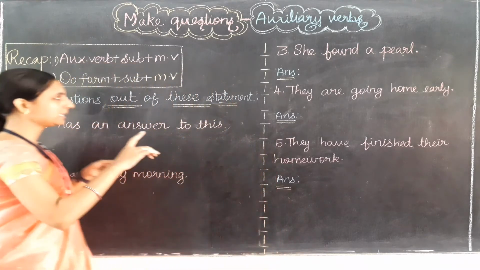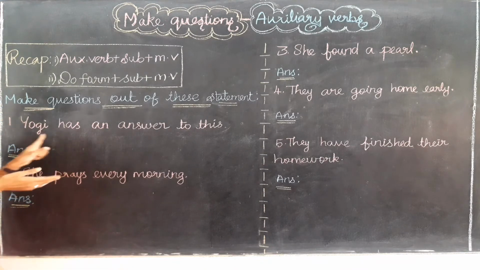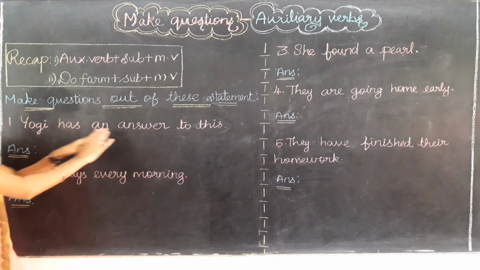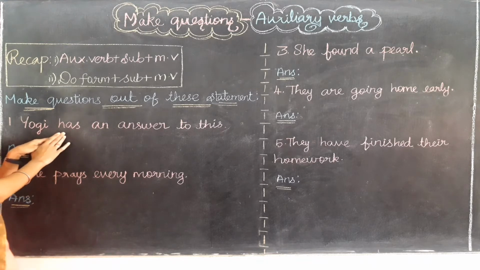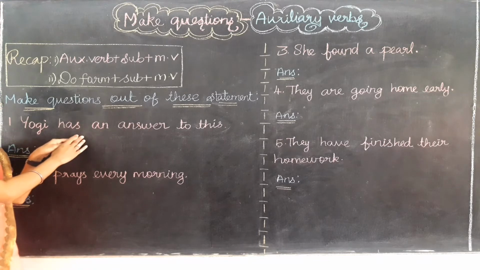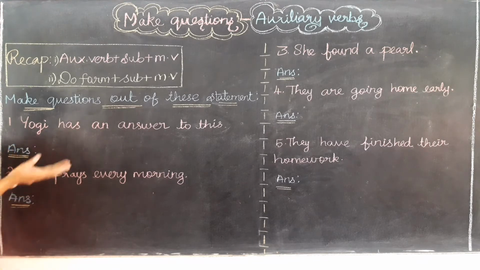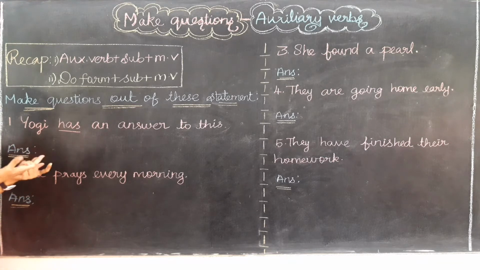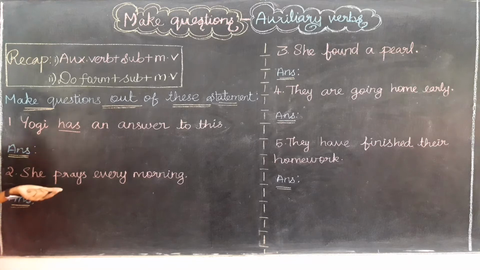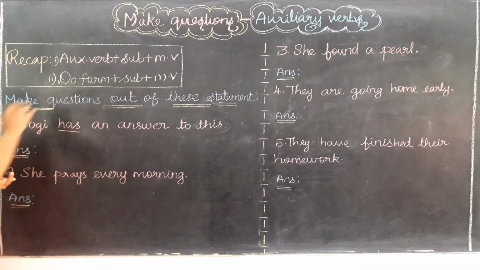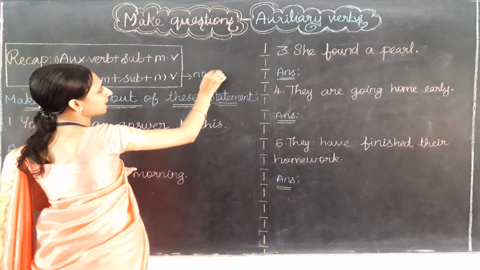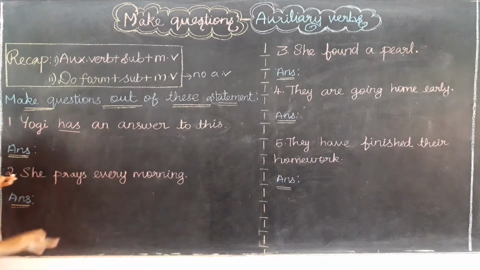So we need to apply the rule first. But before that, we need to check if there is an auxiliary verb in this sentence or not. Yes, there is a verb, has. But here, can you find the main verb? Any other main verb here? No. It means the verb has itself is acting as the main verb. So it is a main verb here, but there is no auxiliary verb. If there is no auxiliary verb, which rule do we need to use? Yes, we need to use the second rule only when there is no auxiliary verb. So we need to use the do form only.